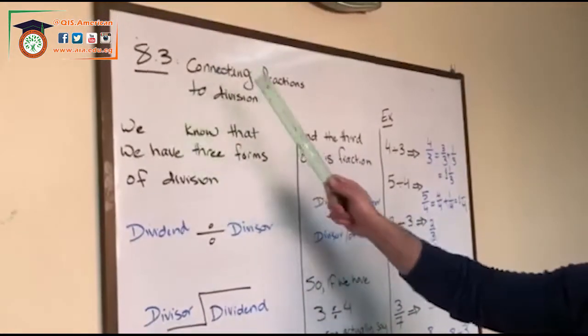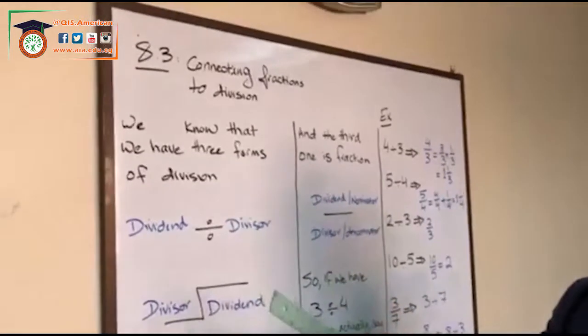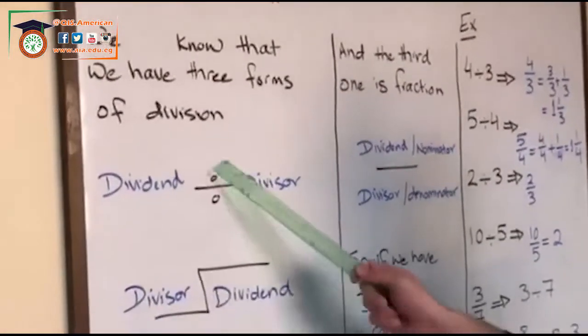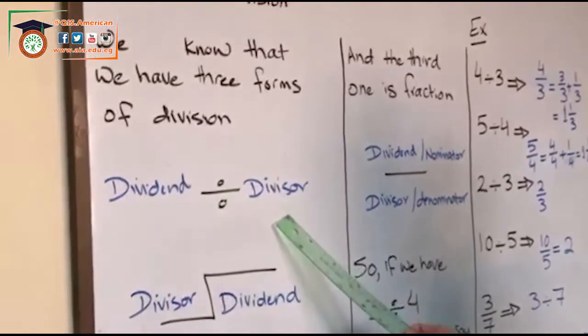Lesson 8.3, Connecting Fractions to Division. We know that we have three forms of division. The first one is the conventional division sign, in which we have the dividend before and the divisor afterwards.